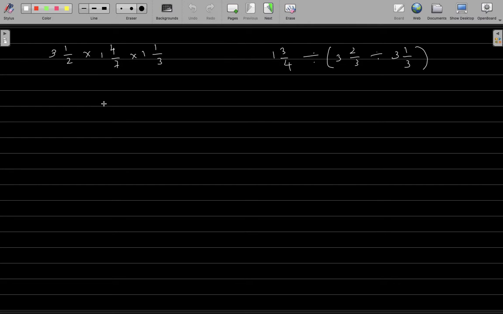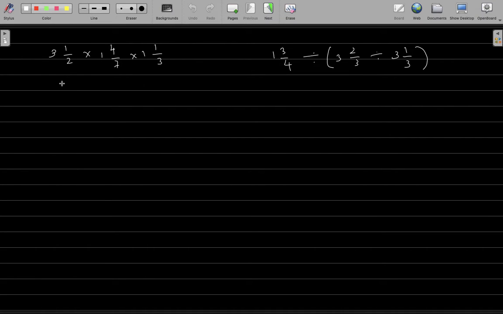Hi, in this session we shall be looking at a few more problems on multiplication and division of mixed fractions. In this question we are given three terms in this expression, three mixed fractions. Let us multiply them. So how are we going to do this? We are going to convert them to their improper fractions first.